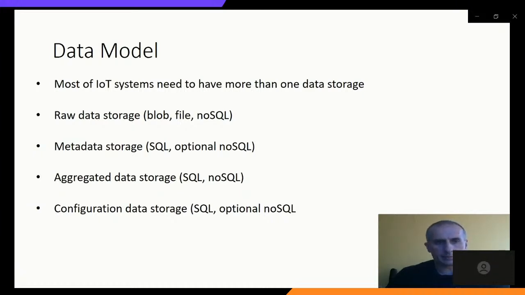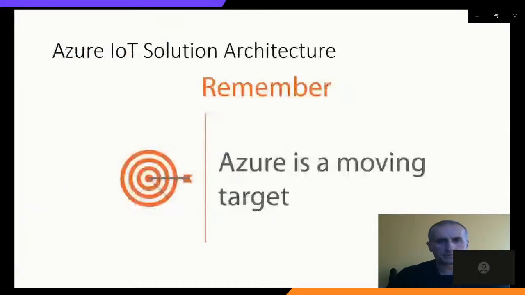For most types of storage, it is possible to use Cosmos DB if it is configured in the proper way. Also, you should remember that Azure is a moving target. That means everything which we discuss now can be changed and can be improved during the next months and years. So everything in this presentation is actual for the current moment. But probably in the future it could be obsolete because Azure is growing and there are new and new features and new ways of developing applications.